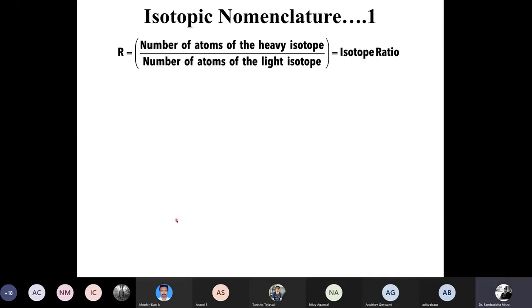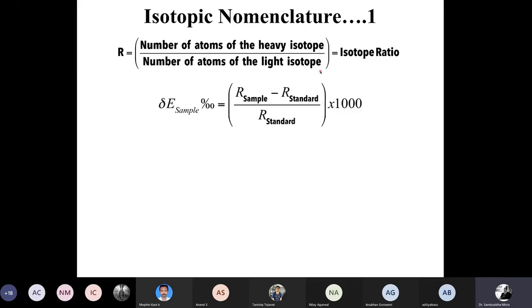Now, when we deal with isotopes, we need to be cognizant of the isotopic nomenclature. R usually stands for the number of atoms of the heavy isotope divided by the number of atoms of the light isotope, known as the isotope ratio. When we express the isotope ratio as a del sign, the del is nothing but R sample minus R standard divided by R standard times 1000. Instead of 100, for percentage, we are multiplying by 1000. That's why we call it per mil. Why do we multiply by 1000? Because the ratios change by such a small amount. To get a realistic whole number, we need to multiply it by 1000.